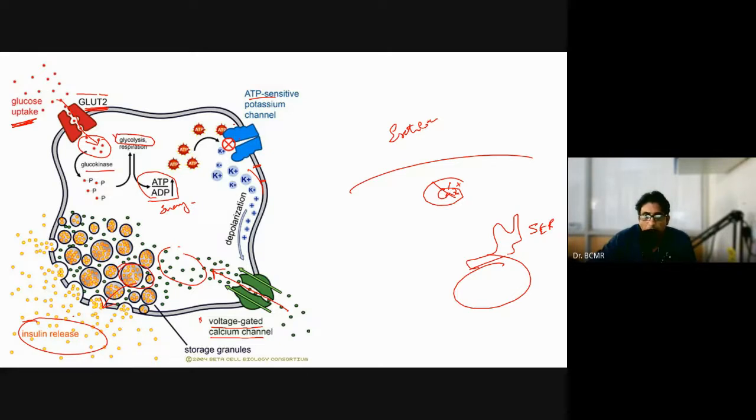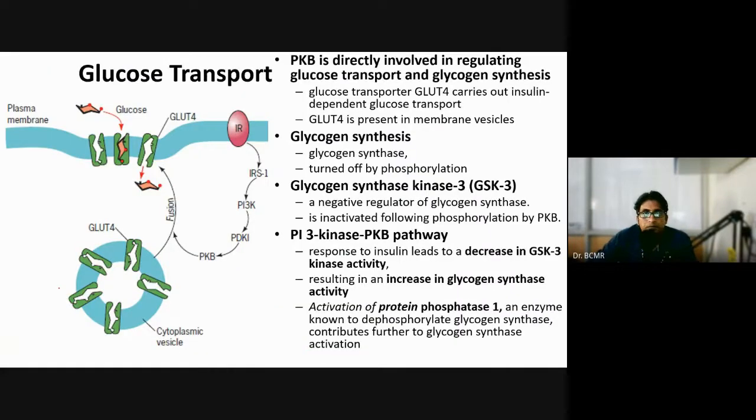It's a fantastic way of doing stuff. Every time glucose is there, GLUT2, ATP ADP ratio, then ATP sensitive potassium channel, then voltage gated calcium channel, and then insulin vesicles fusing with the cell membrane and releasing insulin out. What happens with the normal cells then? What does insulin do?